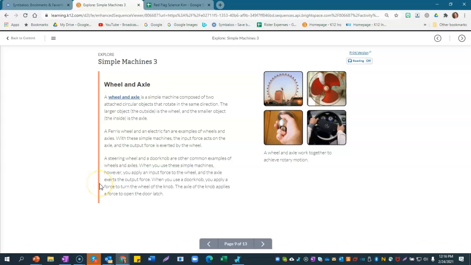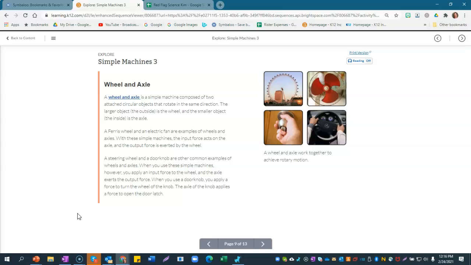A wheel and axle, this one is pretty easy. It's a simple machine composed of two attached circular objects that rotate in the same direction. The larger object, which is the outside, is the wheel, and the smaller object, the inside, is the axle. A Ferris wheel and an electric fan are examples of wheels and axles. With these simple machines, the input force acts on the axle, and the output force is exerted by the wheel.